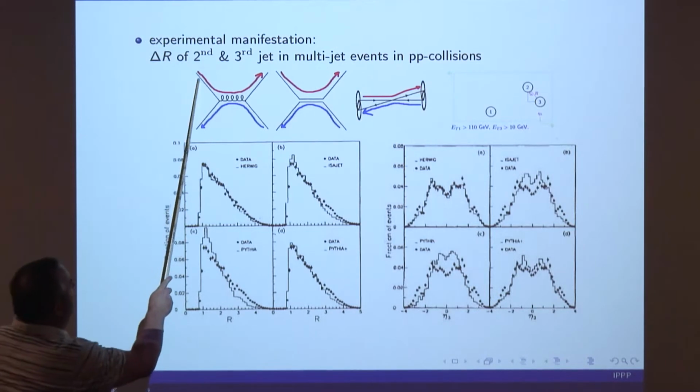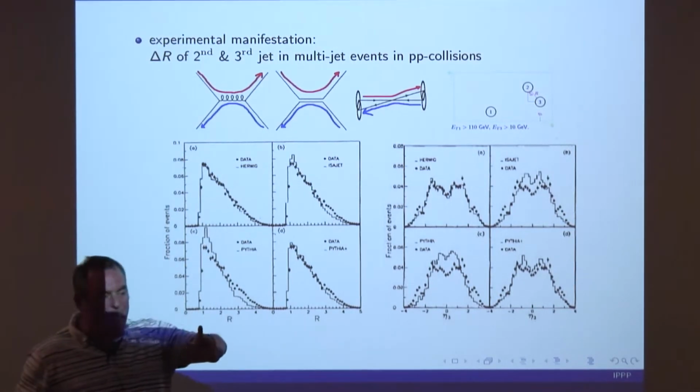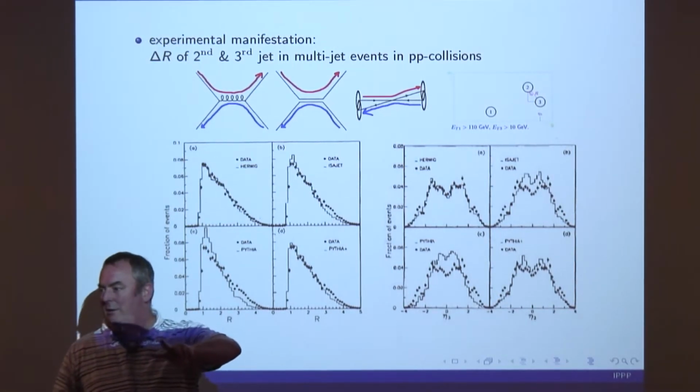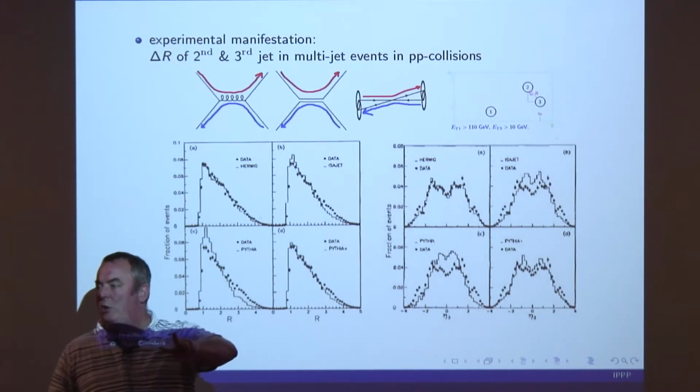Right? Incoming beam deflects it, so you have an opening angle, and if you want to emit, the opening angle of the extra gluon has to be smaller than the opening angle of the quark.